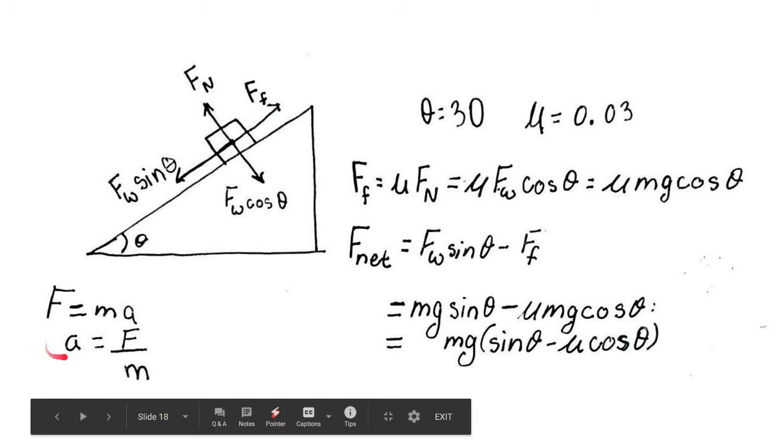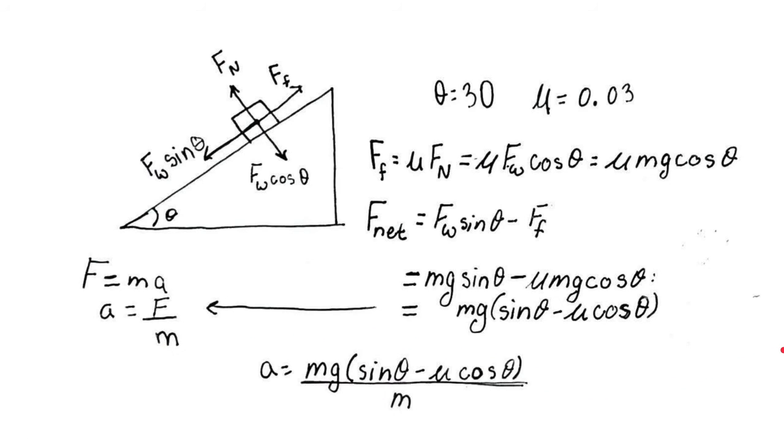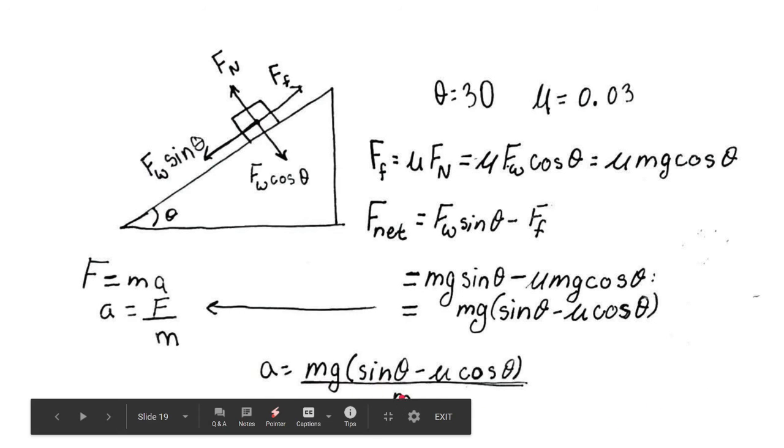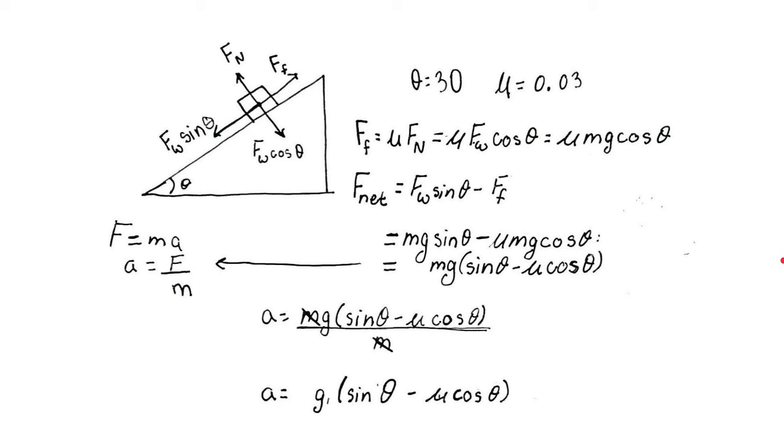Once again, we're going to isolate acceleration, and we get acceleration equals force over mass. Now, if this is our net force, we're just going to plug it in right over here, and we're going to get our acceleration equals mass times gravity times sine theta minus mu cosine theta over m. Now we have m in the denominator and m in the numerator, which means it's time to cancel. We cancel out our m's, and we get our acceleration equals g sine theta minus mu cosine theta.